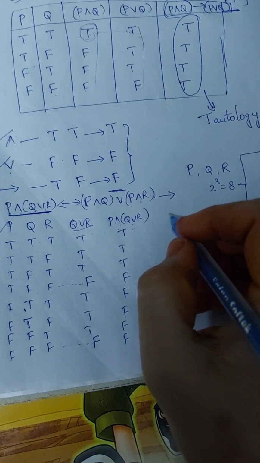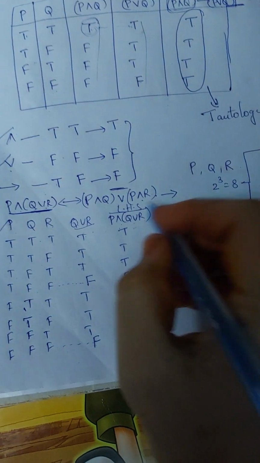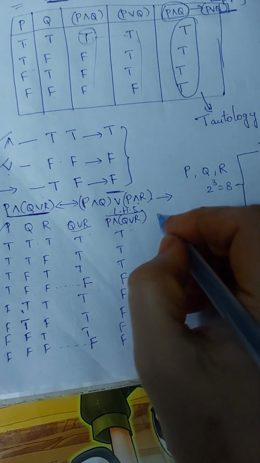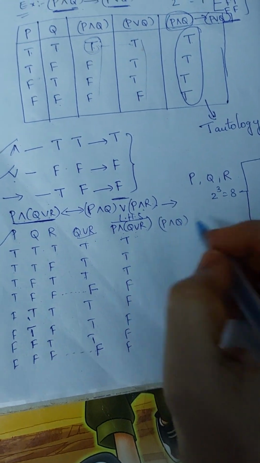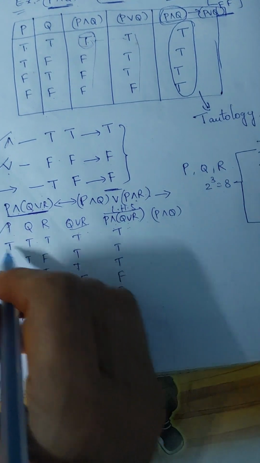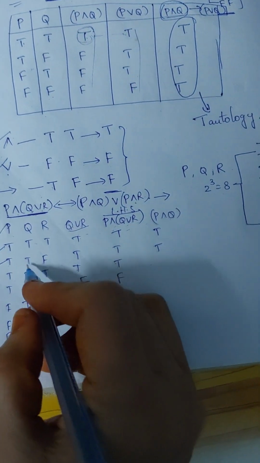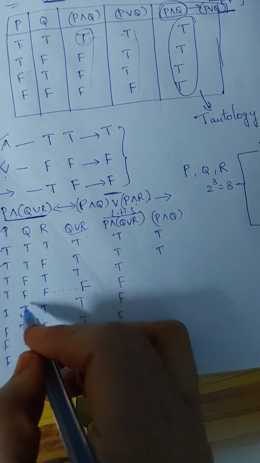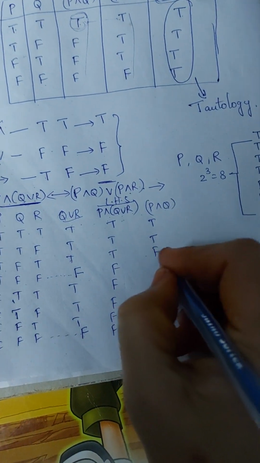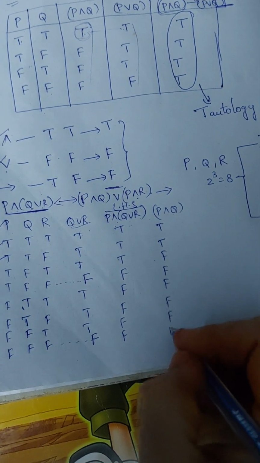Coming to the right side, assume that the left is LHS. And the right side, P and Q. What is meant by P and Q? If both values are true, then the resultant is true. So here we can observe that on the top we are getting 2 trues. Is there any other true available? No. Remaining are all false.